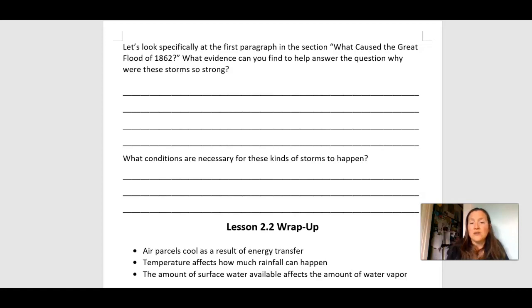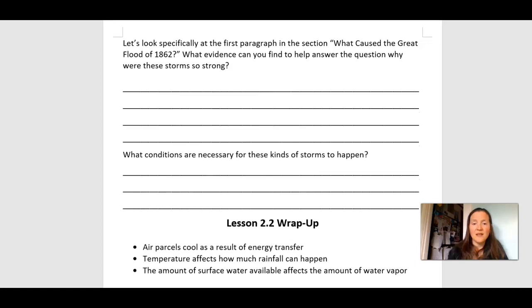I looked at those paragraphs with you, what caused the Great Flood of 1862. So I'm hoping that you can now find some evidence about why these storms were so strong and write your thoughts down. And then also you should now know more information about what conditions are necessary for these kinds of storms to happen. So you can take some time to reflect and write.